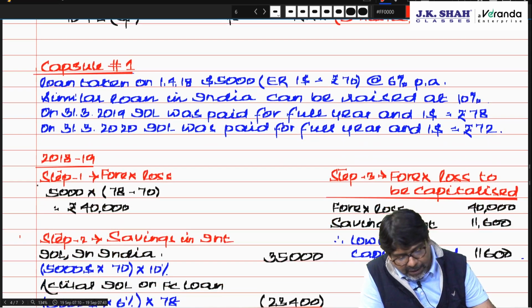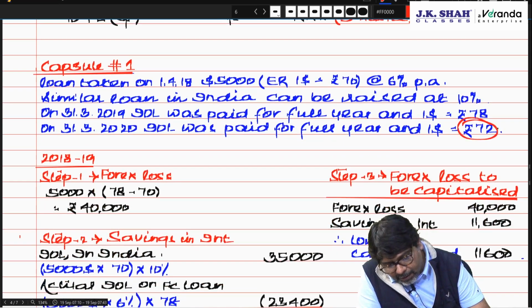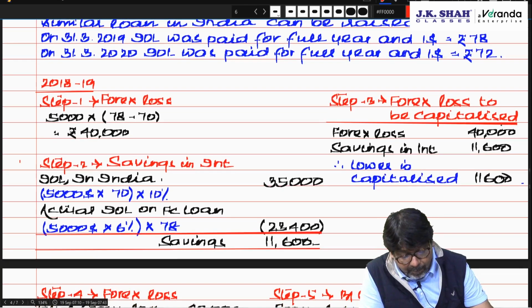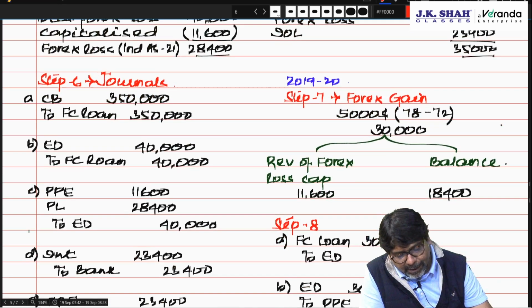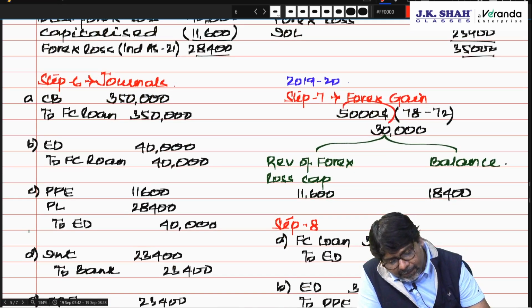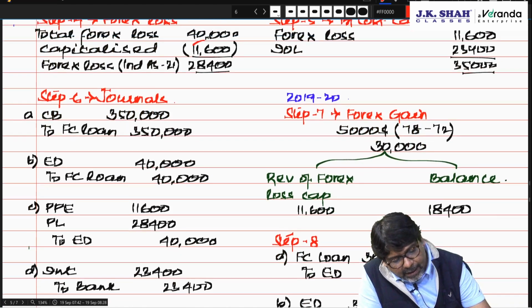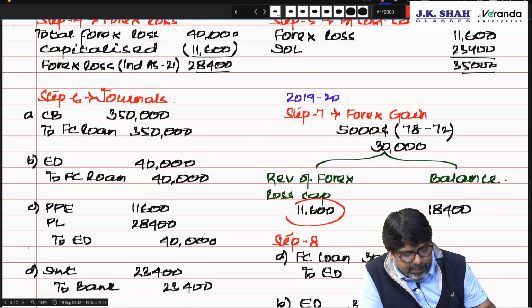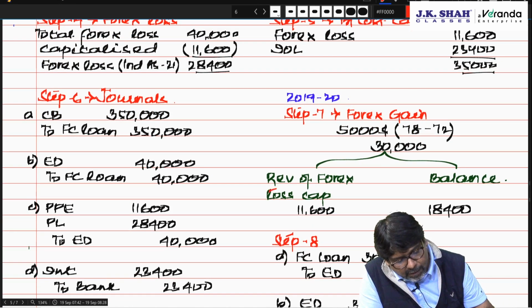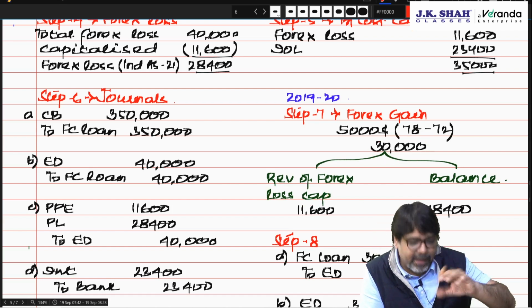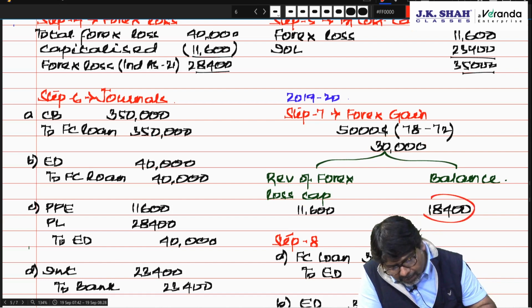For example, next year the dollar rate became how much? 72. So it fell by 6 rupees. So the forex gain is $5,000 times 6, which is 30,000. How much had you capitalized? 11,600. That much you can reverse. That much of the capitalized forex loss you will reverse with the forex gain, and the balance will go to P&L.